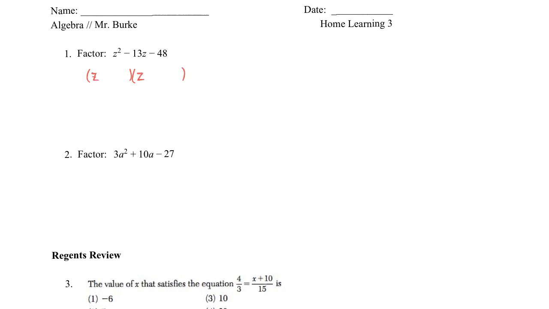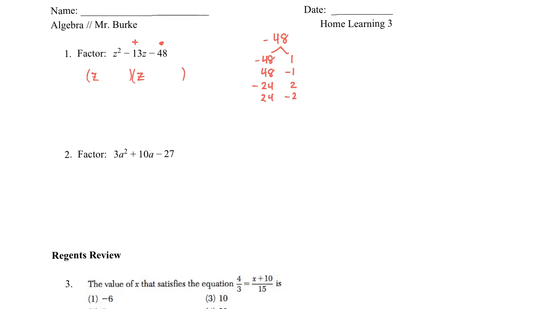Z times z gives me z squared, and now I have to figure out two numbers that multiply to negative 48 and add to negative 13. All right, well, this one's a little bit trickier. Lots of numbers can multiply to negative 48. Let's not forget about negative 48 and 1. And since we're multiplying to a negative, the opposite is true too. Okay, and then we have negative 24 and positive 2, which means we have positive 24 and negative 2.